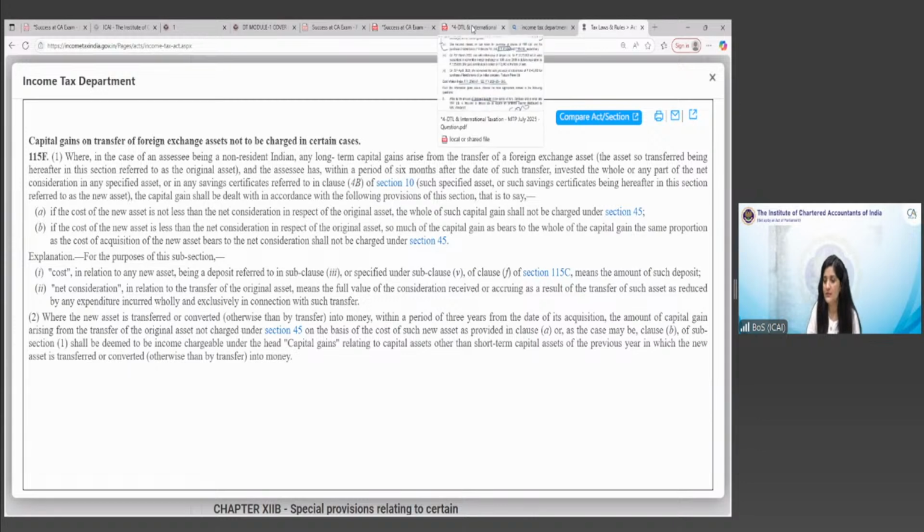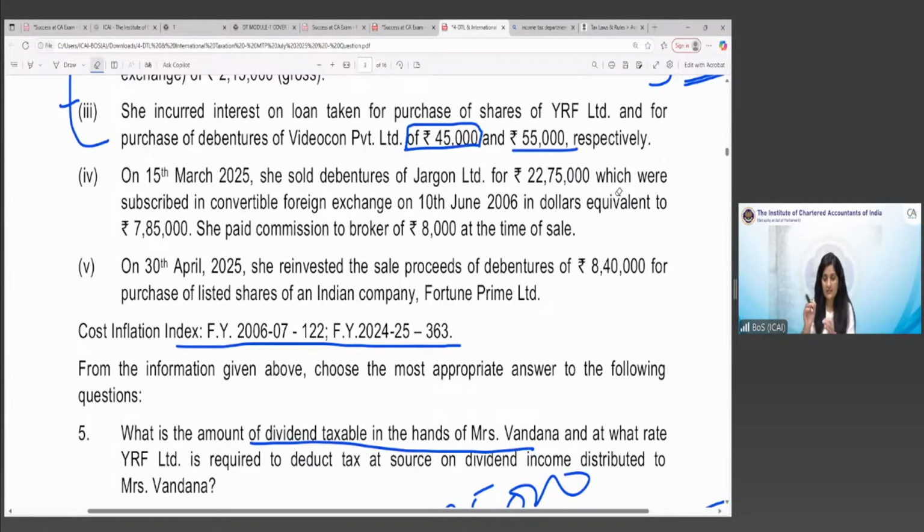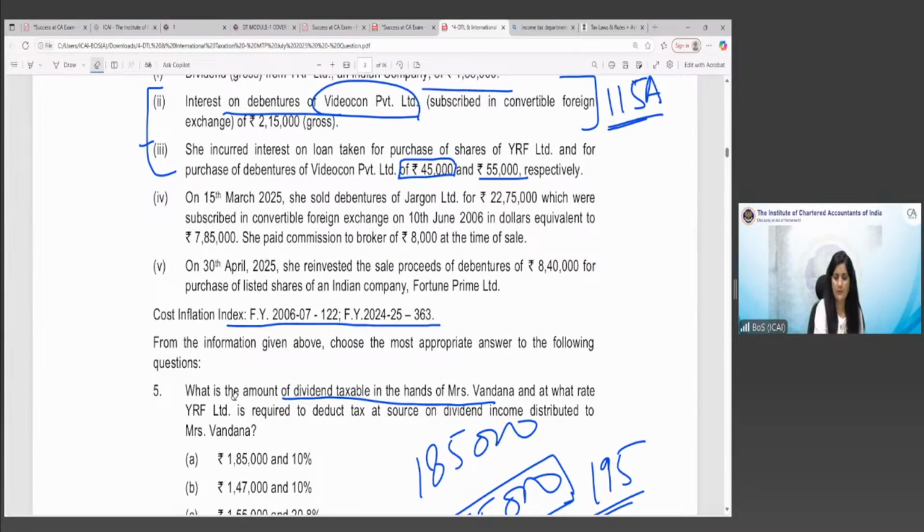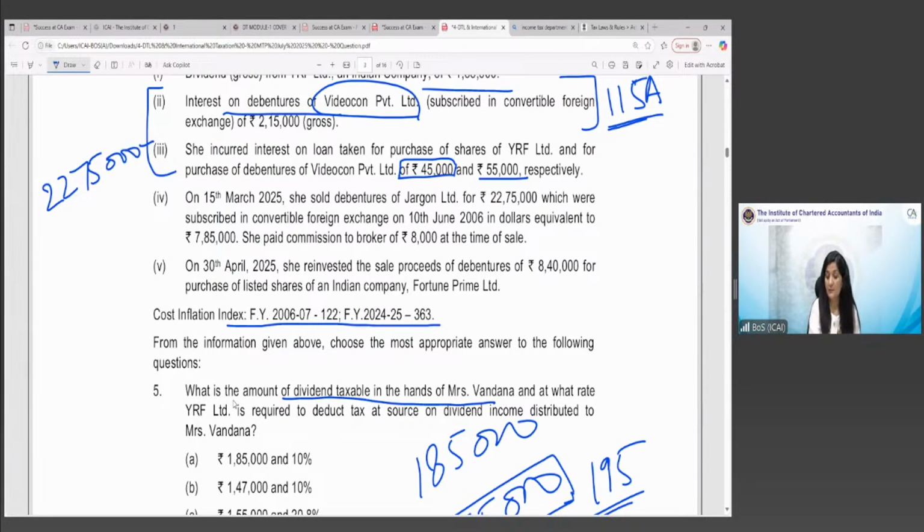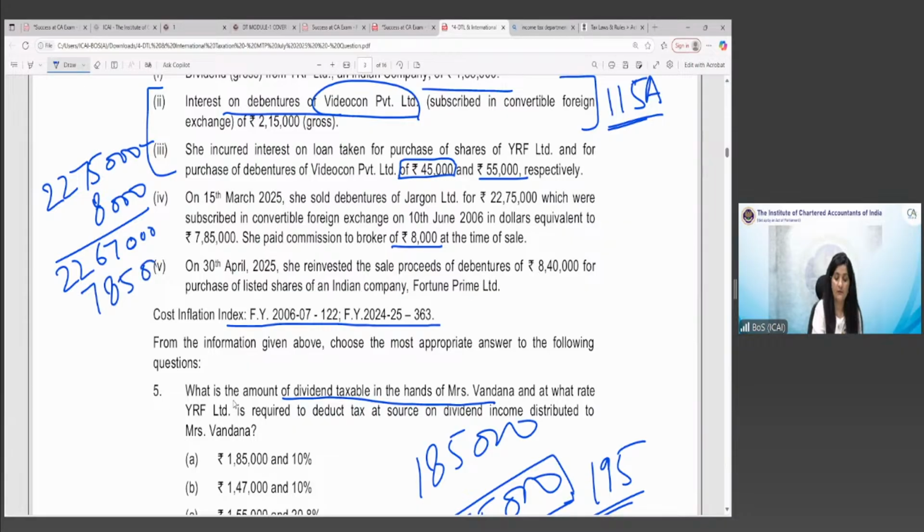Now here, this is the only trick. What is the net consideration? 20 lakh, this your 22 lakh 75,000 is your sales consideration, and she paid commission, so 8,000 she has paid. It is coming to 22,67,000. Okay, this is the net consideration. How much is the cost of acquisition then? 7,85,000. So your long-term capital gains are coming to 14,82,000.